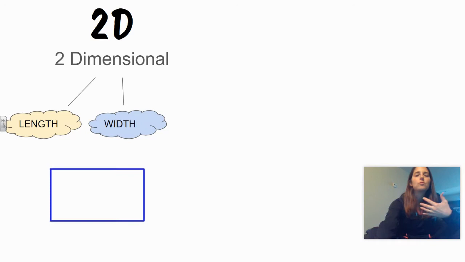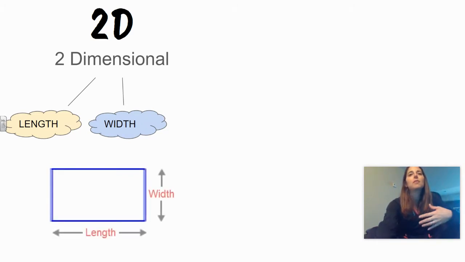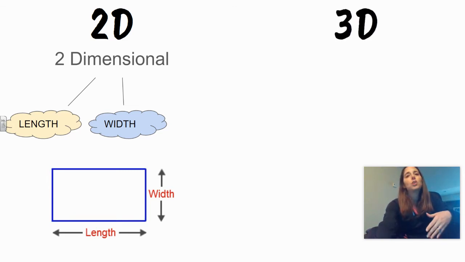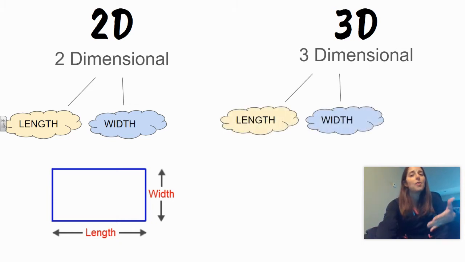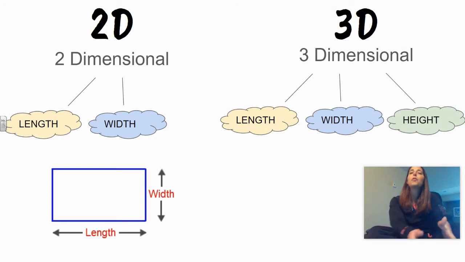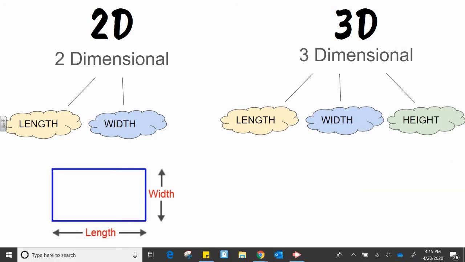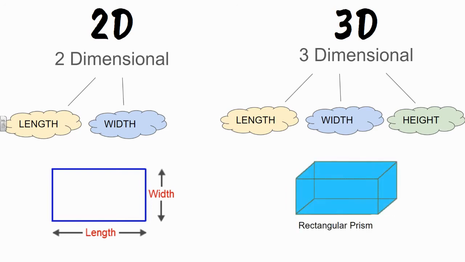So if you take a look at this rectangle, this two-dimensional shape, you can see there's two things that we can measure about it. We can measure the length and the width. Well, we're going to jump into three-dimensional shapes today. Three-dimensional shapes have three dimensions, three parts that you can measure. They also have a length and a width, but now we're also going to add our third dimension, which is our height. I'll show you an example here of what a three-dimensional shape looks like. We have a rectangular prism.